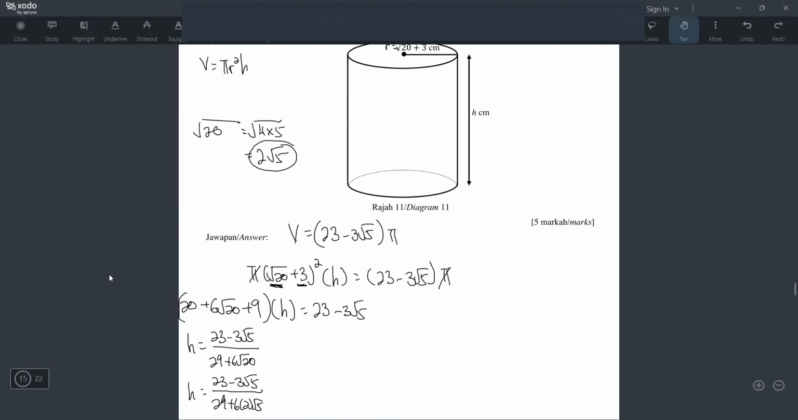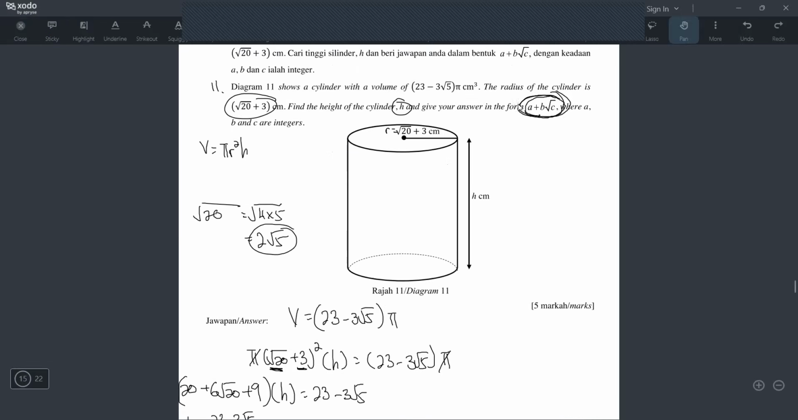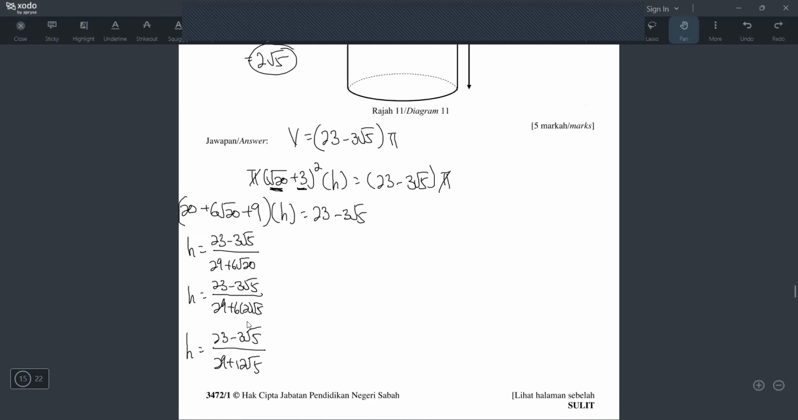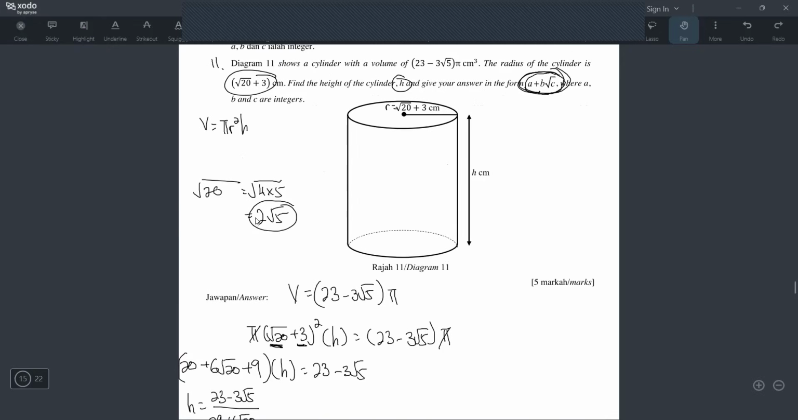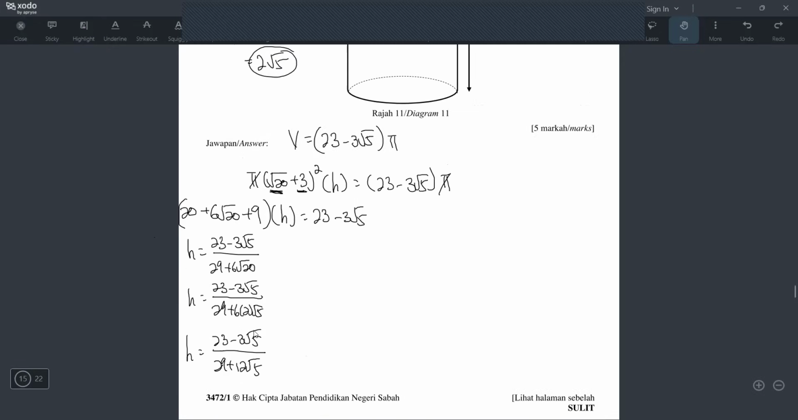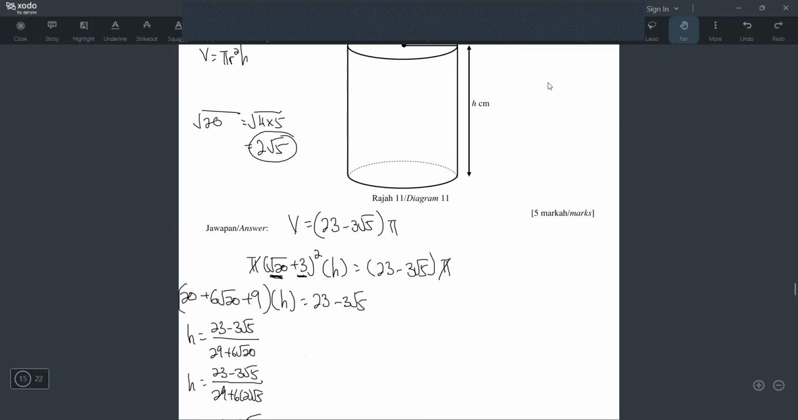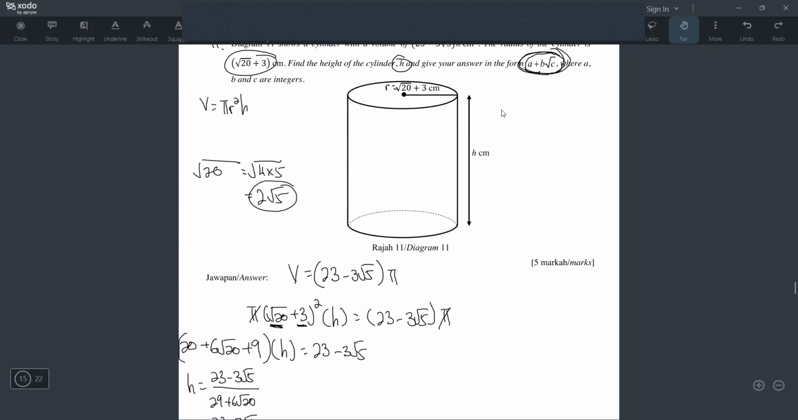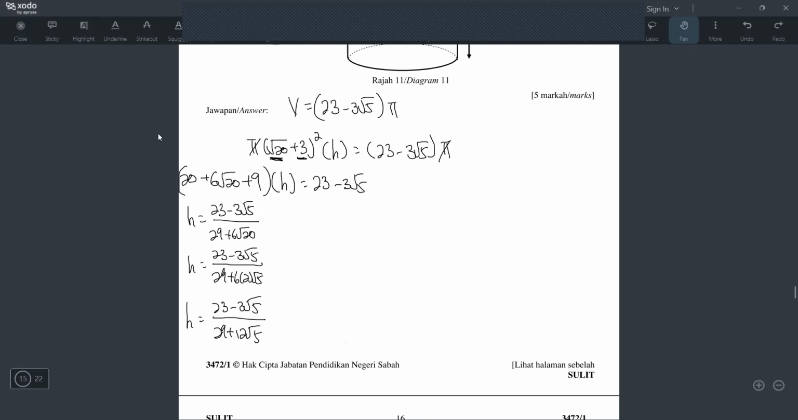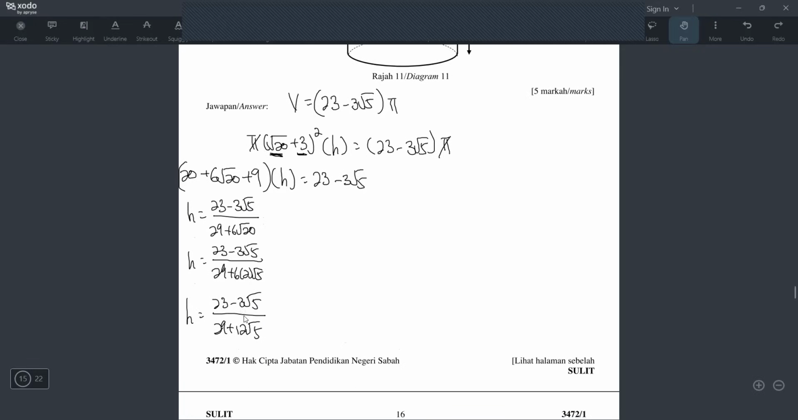So this is your H answer. But they mentioned they want it in this form, right? So if you look at my answer and their answer, it is not even the same form. So how can I make it supaya saya punya jawapan look like this? I have to rationalize. What is rationalize? It means I want to hilangkan square root. I want to make the square root disappear at the bottom. But how do we make it disappear? We have to darab dengan conjugate surd. What will be the conjugate surd for this? It will be 29 minus 12 square root 5, right?